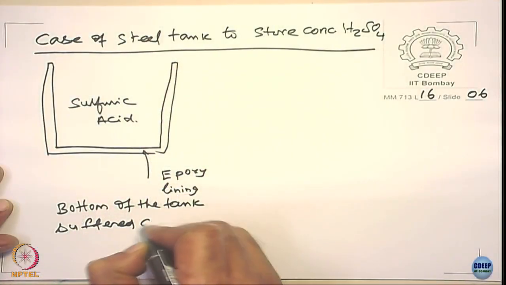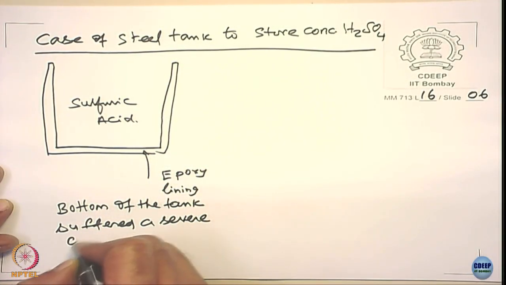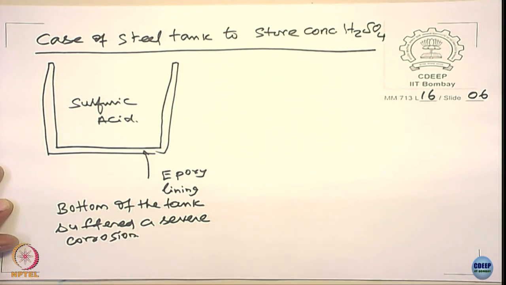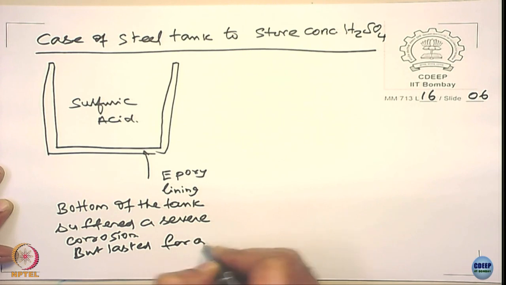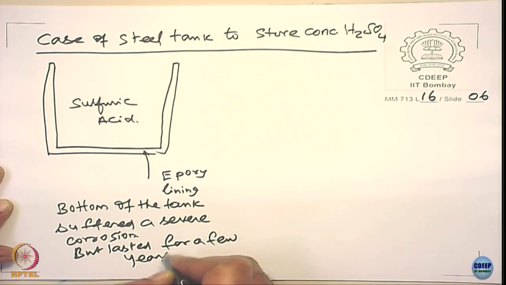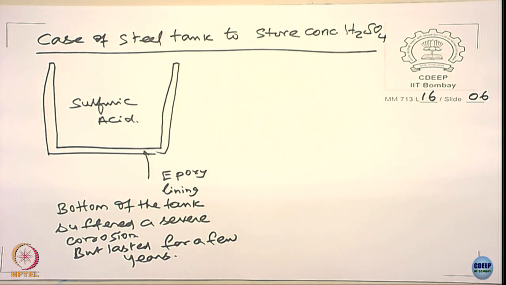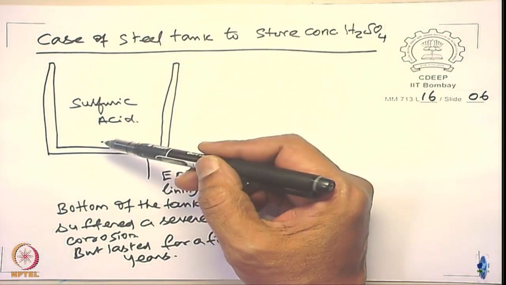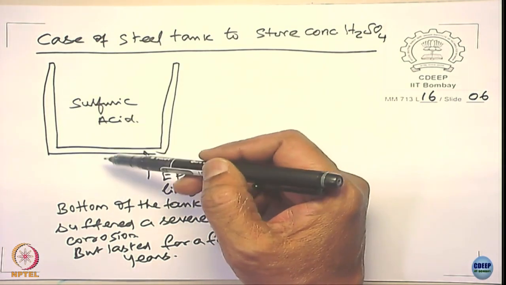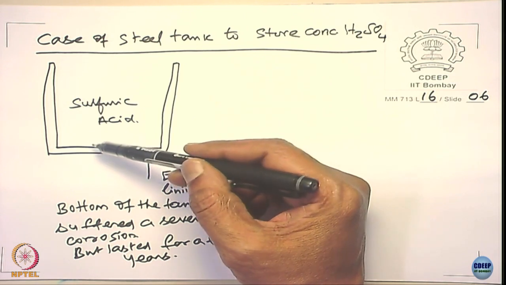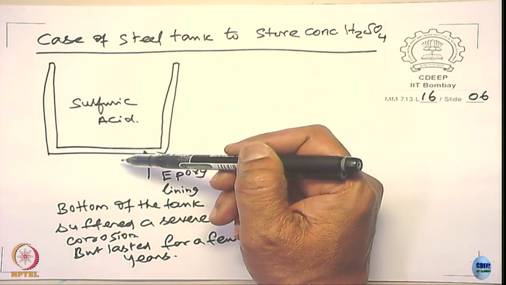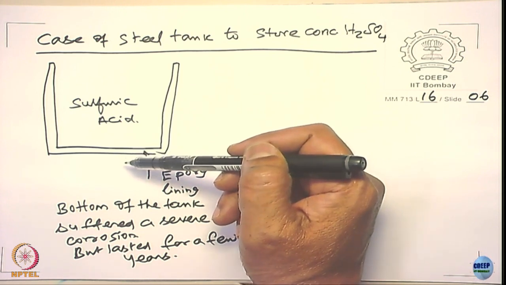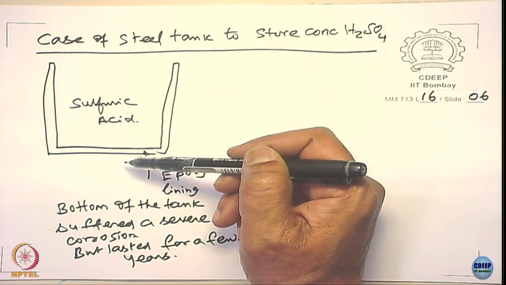Severe corrosion, but it lasted for a few years. Seven, 8 years it lasted. And they found that the corrosion is more often on the bottom, is more due to mechanical damage. They thought that they can line this tank with stainless steel. Stainless steel is harder and mechanically it is quite sound, and you do not have to worry about mechanical damage.